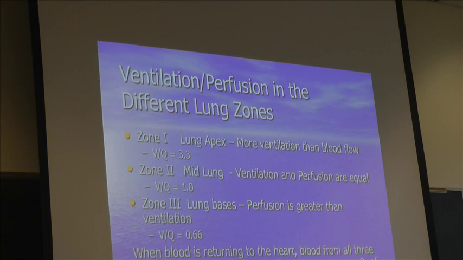And then when the blood is returning to the heart, blood from all three lung zones mixes together to give us our average PaO2 of 90 to 100 millimeters of mercury. So if you draw a sample of blood from the artery and you put the sample into a machine and analyze it, normal lung, you're going to see an oxygen level between 90 and 100. So all this stuff comes together, which gives us our normal oxygen level.